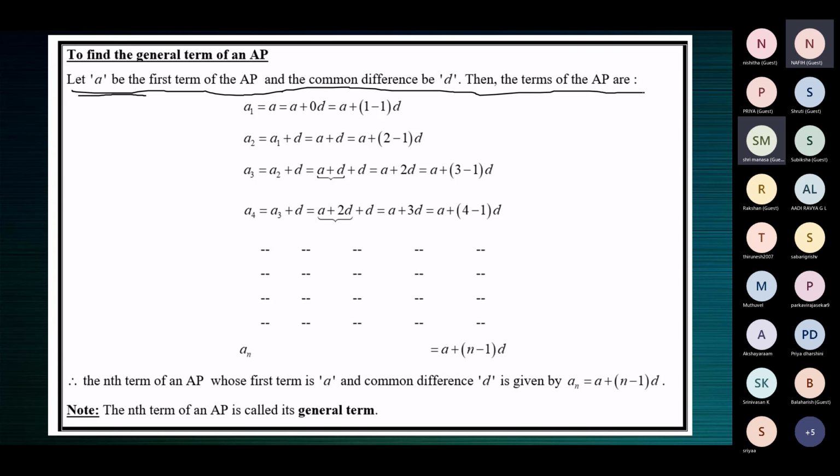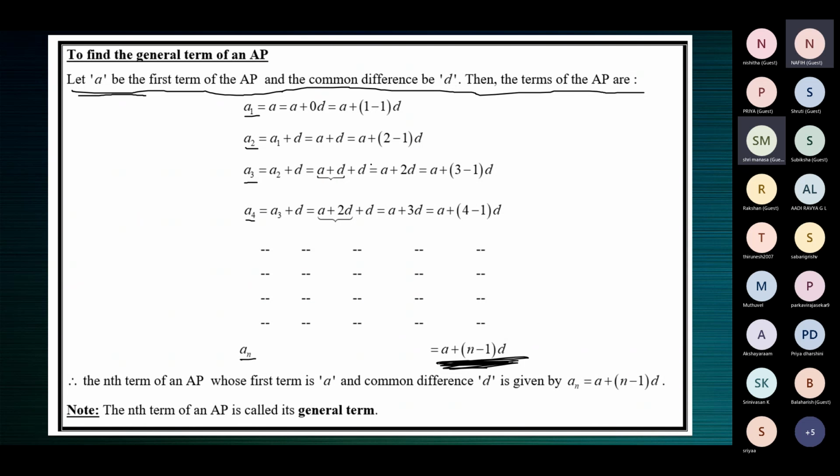So we say let the first term be A and the common difference be D. Then the terms of the AP are as you can see here. The first term is A1, the second term A2, the third term A3, the fourth term A4. The nth term is what we're trying to find. What is the expression for the nth term? We're trying to derive this. How is it A plus n minus 1 into D? We're going to understand that.